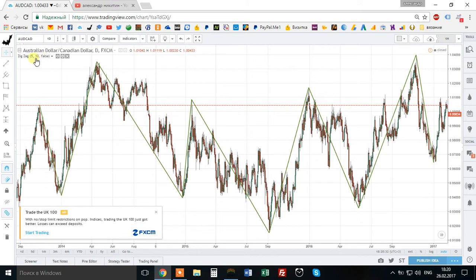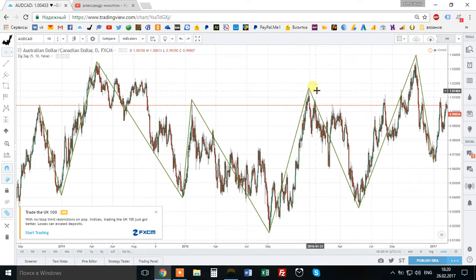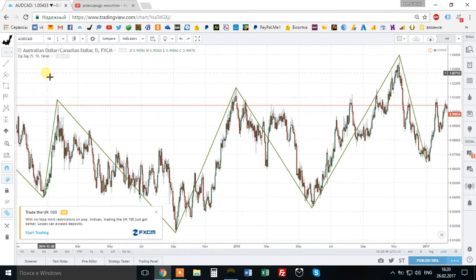It looks this way: 5, 10, false. I don't know what those settings are. I think they are depth, deviation and backstep. So the depth says that if it is at the depth of 10, the highest high should be the highest high of 10 candles. The deviation says that if it is 5, it should at least retrace 5% to signify that the new swing started. And the backstep says that it should have at least 3 candles, 5 candles, if we have backstep.